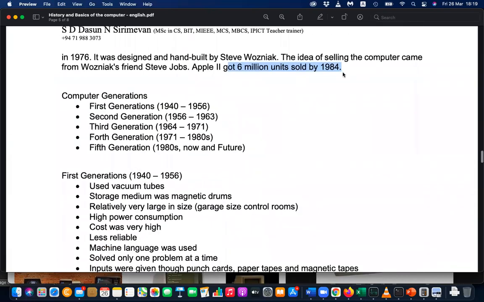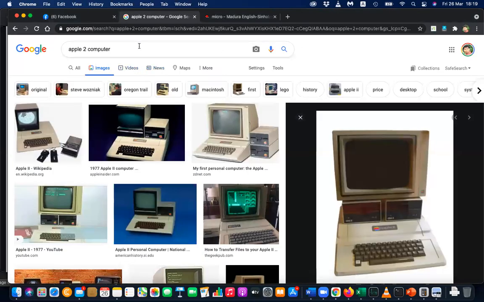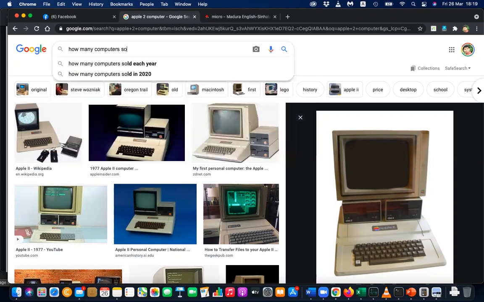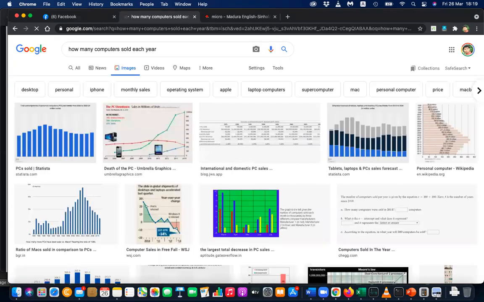computers became more popular. Now we are in 2021, just from 2024 we have just passed 40 years after Apple II. So think how many computers sold during that time. Just for your knowledge, how many computers sold each year?